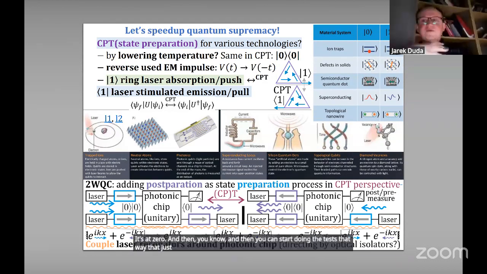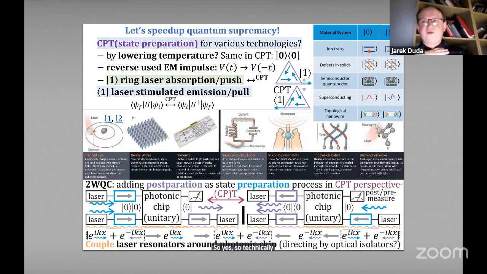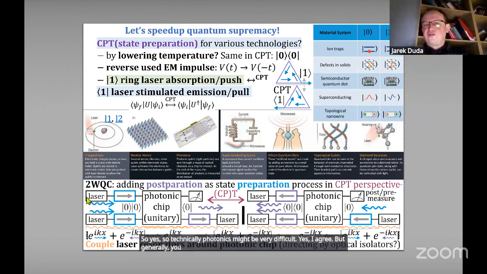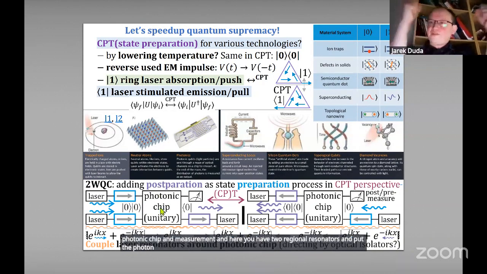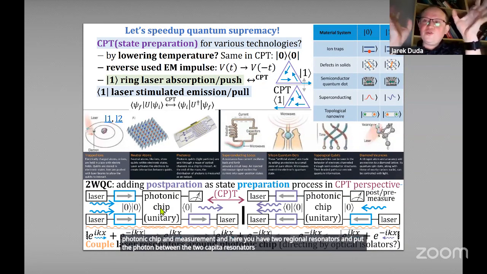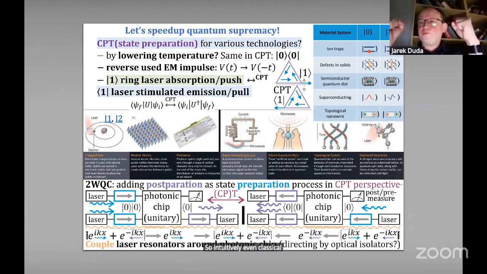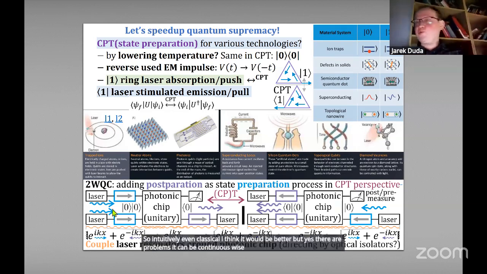Yes, technically photonic might be very difficult. I agree. But generally you have resonators. Usually you just have resonators here, a photonic chip and measurement, and here you have two resonators and put the photonic chip between the two coupled resonators. So intuitively, even classical, I think it would be better. But yes, there are problems. It can be continuous wave, can be impulse. If working with impulse, you have to include the delay.